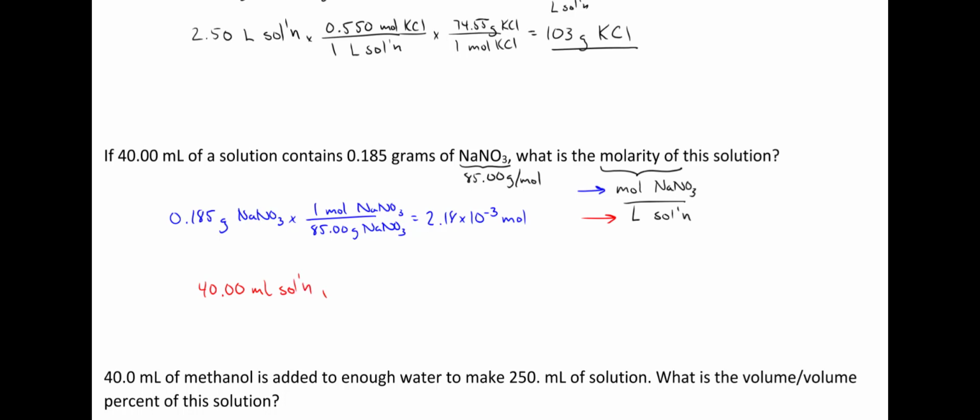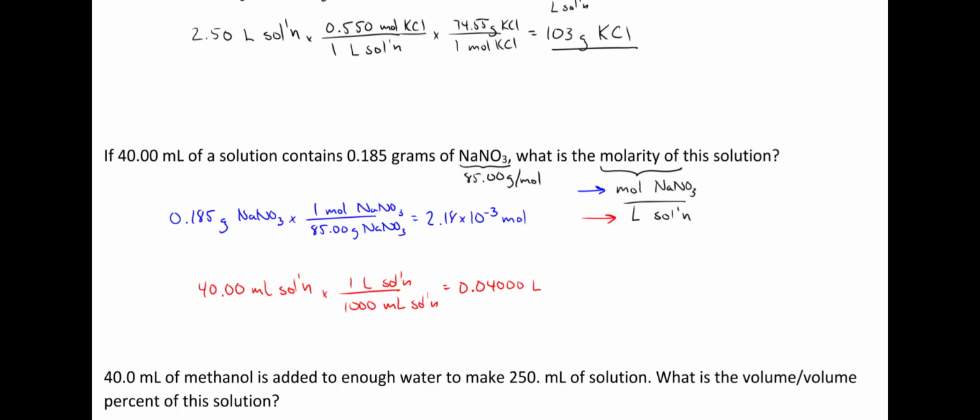We know that there's 1,000 milliliters in a liter. And so we simply perform a unit conversion and find that we have 0.04000 liters of the solution. We don't want to drop any significant digits.